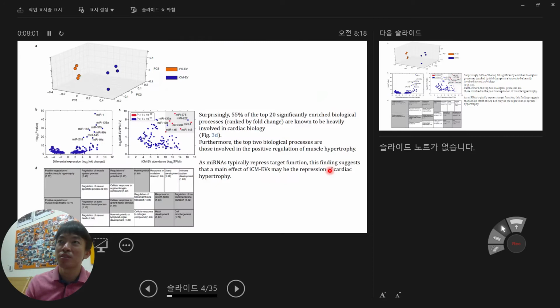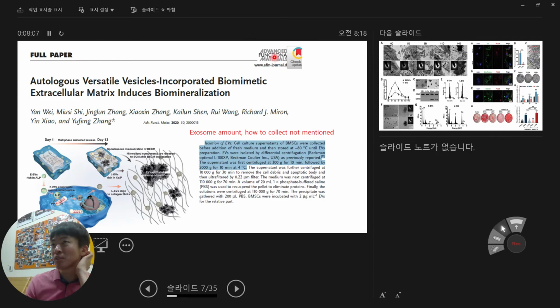And then it is a very interesting paper from AFM. How can I call him? Yafeng Zhang? Yeah, I think he is one of the frontier guys about this point. This was recently published, 2012. Autologous vesicles incorporate biomimetic EV, extracellular matrix induced biomineralization.